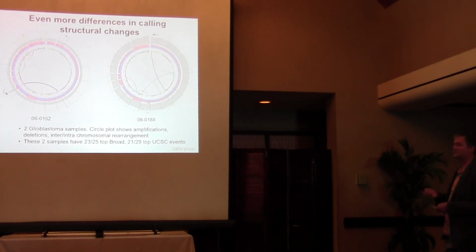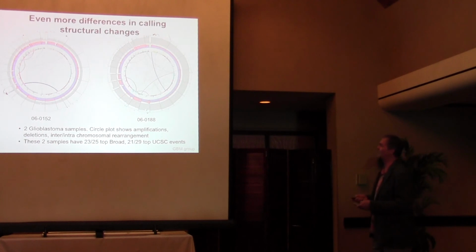When it comes to structural changes, it's even more difficult. So if you're trying to call whether a piece of chromosome 7 is connected to a piece of chromosome 10, as illustrated in this circular plot, so the genome goes chromosome 1, 2, 3, the reference genome counts around like a clock here, and I can show with these lines that a piece of DNA in one chromosome is attached to a piece of DNA in another. Interpreting which ones are real or not is also tricky. How could you make a mistake?